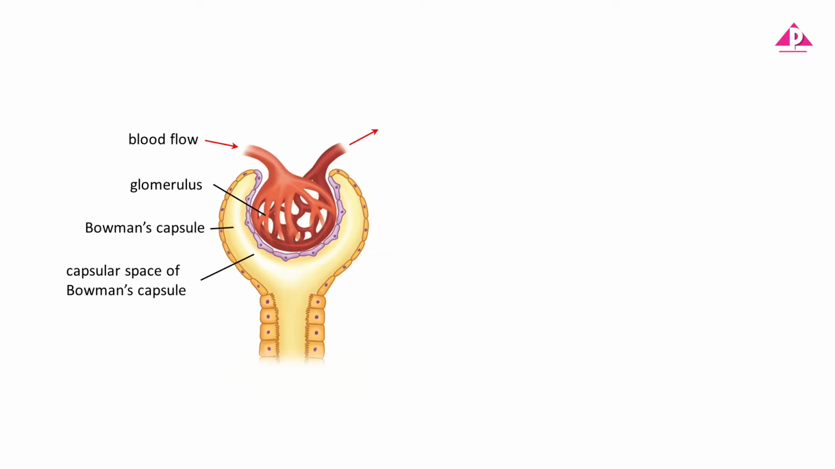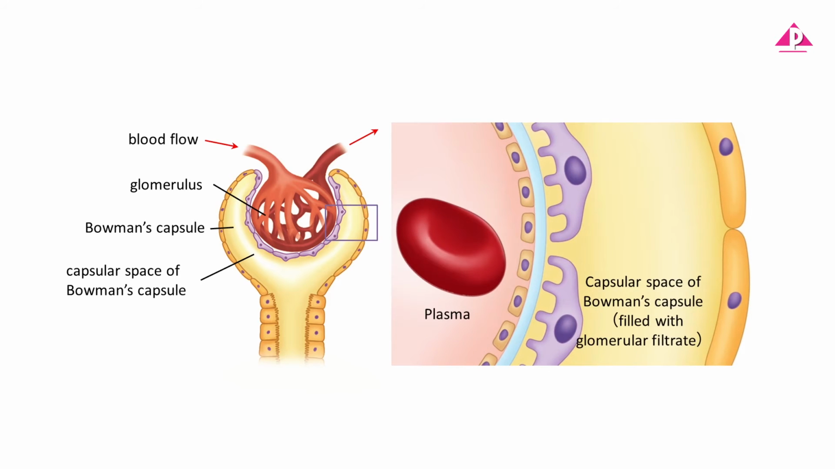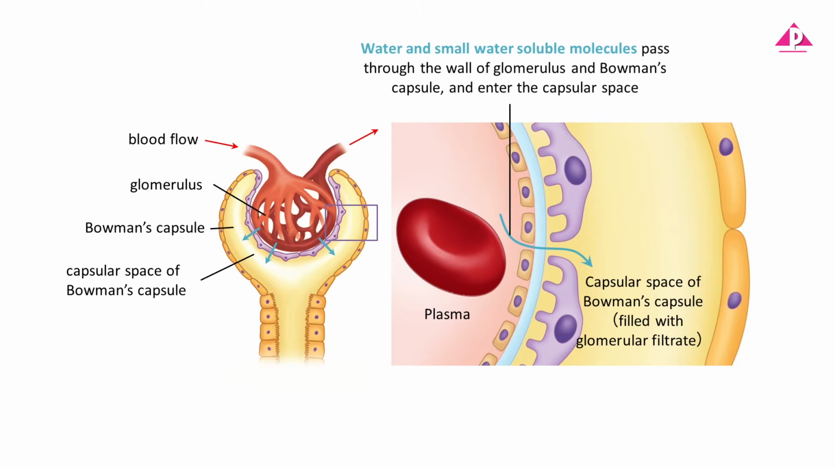Blood flows into the kidney via the renal artery. When it reaches the glomerulus, it is kept at a high pressure due to the pumping action of the heart. Water and small soluble molecules such as glucose, amino acids, salts, and urea in the plasma are forced through the thin and porous walls of the glomerulus and the Bowman's capsule into the capsular space, forming glomerular filtrate.